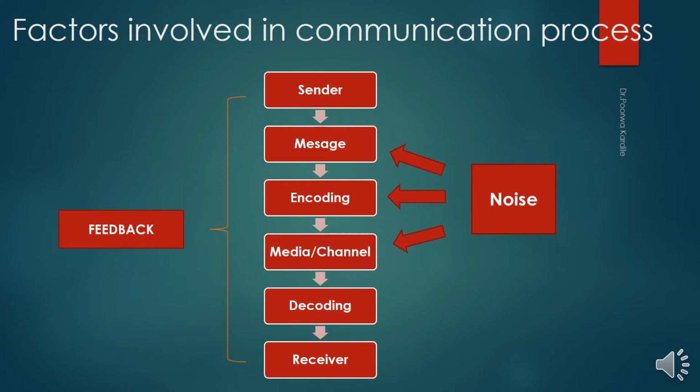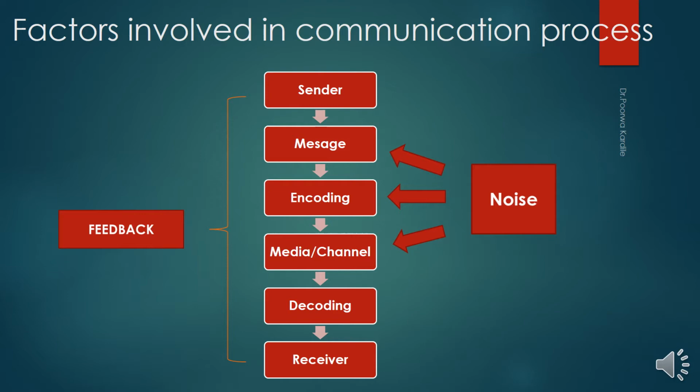The message may be transmitted orally or in writing. The medium of communication includes telephone, internet, post, fax, email. The choice of medium is decided by the sender. Fifth factor is decoding. It is the process of converting symbols encoded by a sender; after decoding, the message is received by the receiver. Then the sixth factor is receiver.